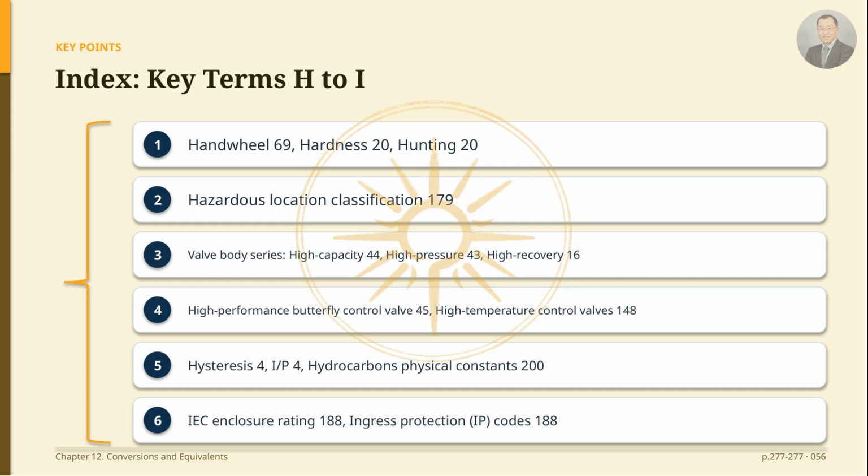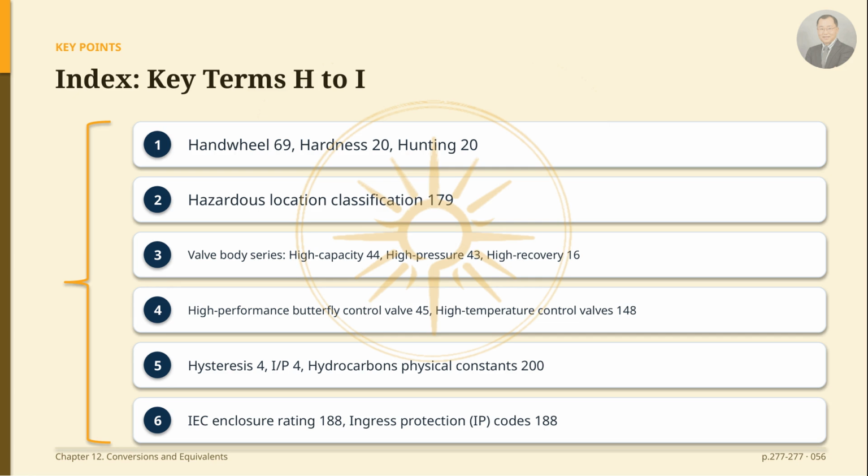This slide is an index table summarizing key terms from the Control Valve Handbook, specifically items from H to I. For example, hunting, the phenomenon where a valve fails to stay in one position and oscillates, can be found on page 20, and the I/P item, which converts current to pneumatic pressure, is detailed on page 4.